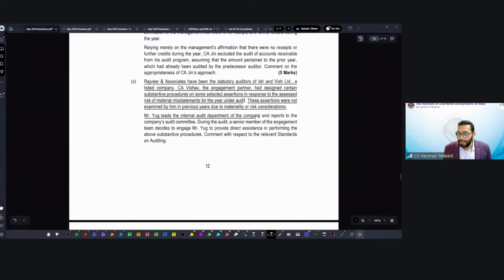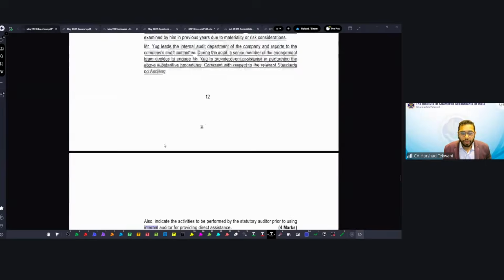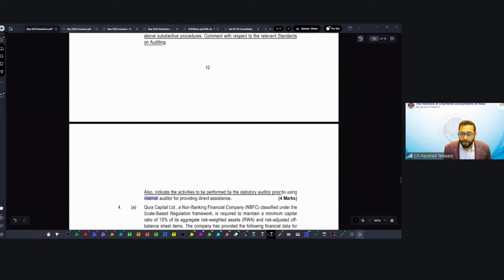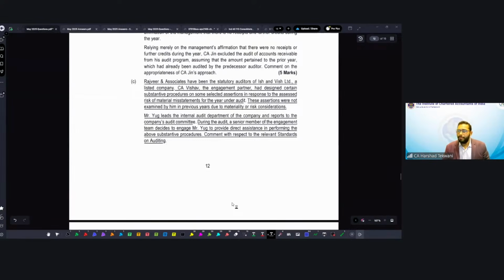Mr. Yug leads the internal audit department of the company and reports to the company's audit committee. During the audit, a senior member of the engagement team decides to engage Mr. Yug to provide direct assistance in performing the above substantive procedures. Comment with respect to the relevant standards on auditing. Also, indicate the activity to be performed by the statutory auditor prior to using the internal auditor for providing direct assistance. So here we are first of all going into the area of SA 610. Now take a minute, read the question again, and then try to answer. What do you think about this? What should be the auditor's responsibility over here?